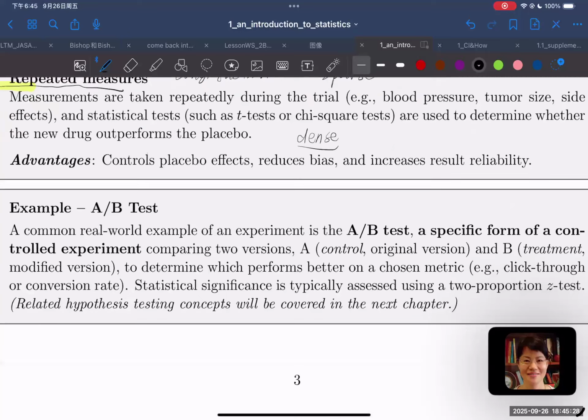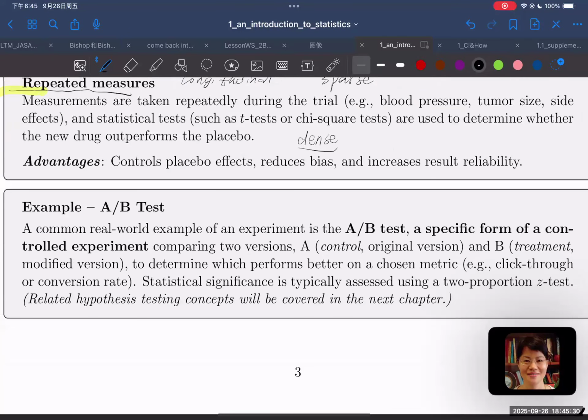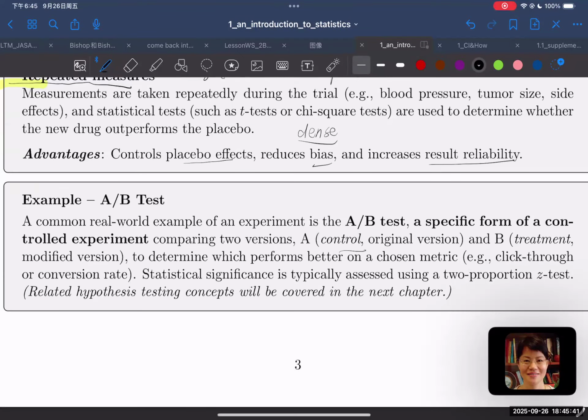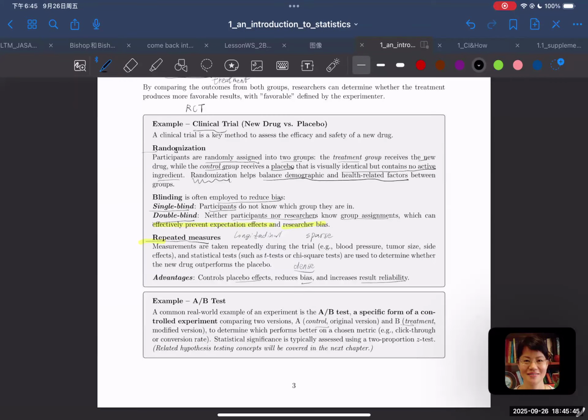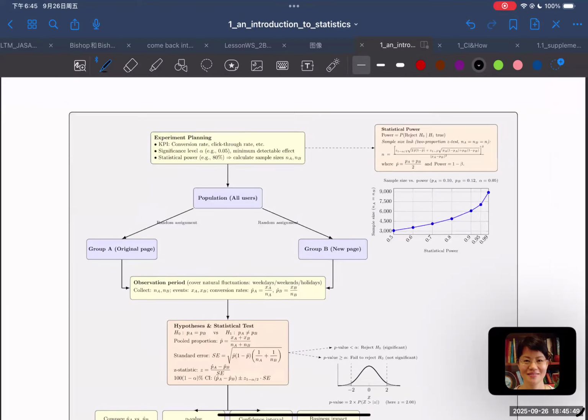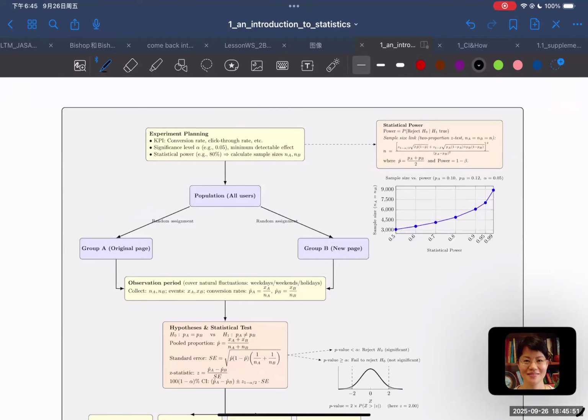And for RCT, here comes the advantage. It controls the placebo effects, reduces the bias, and increases results reliability. Okay, here comes one example of a control and the treatment. I'll skip this one. Next, we may use a flow to show it, or you may call this an architecture.